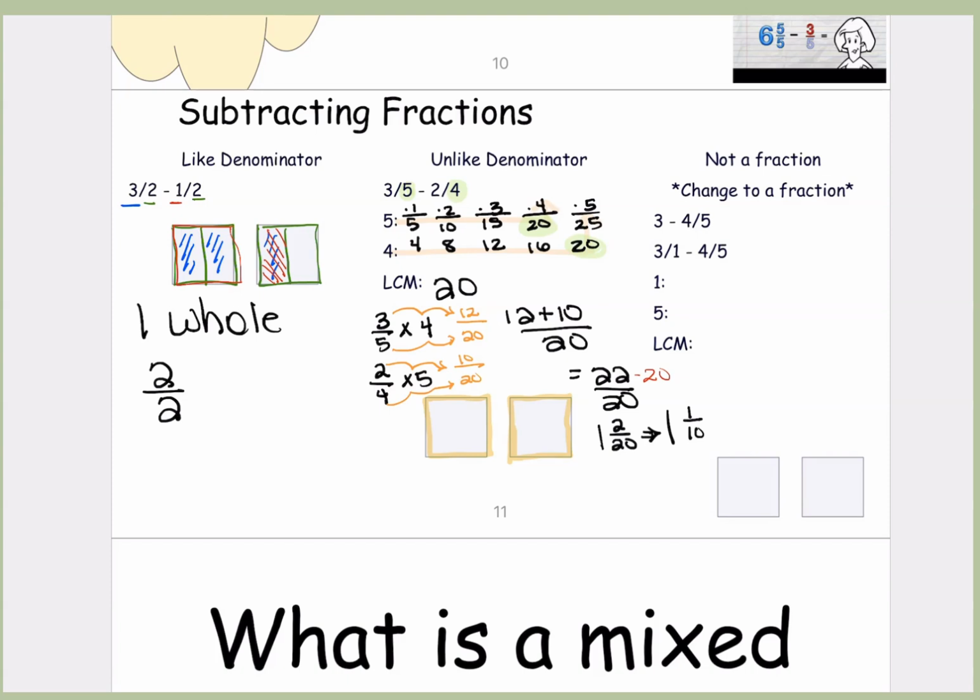What if we are working with a problem in which we do not have a fraction? Well, the answer is to change it to a fraction. Please remember, 3 can always be changed to 3 over 1.